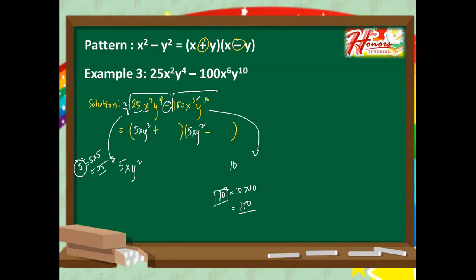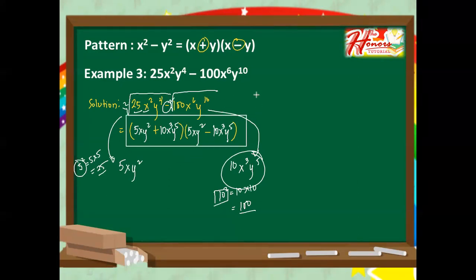And then for 6 and 10, the exponents, you have to divide it by your index, and that's 2, though it is invisible. Just divide it. So 6 divided by 2, that's 3. So x raised to 3, and then y. 10 divided by 2, that's 5. And this is for our second term. So plus 10x cubed y raised to 5, and then the other side, 10x cubed again, y raised to 5. And that's it. This is already the final answer.